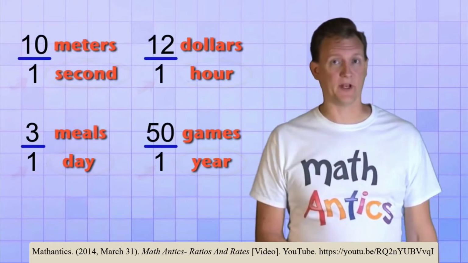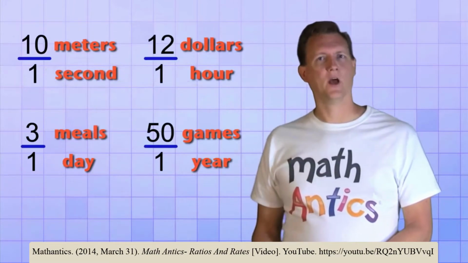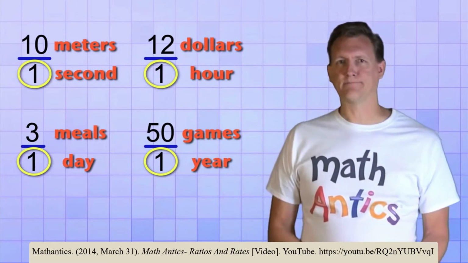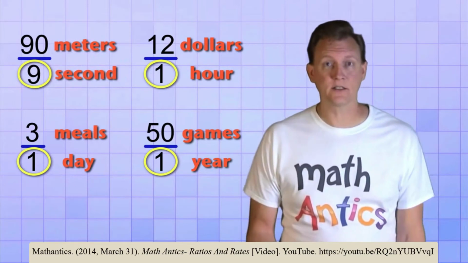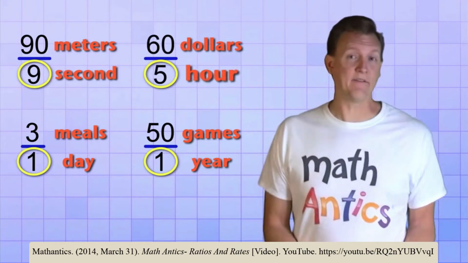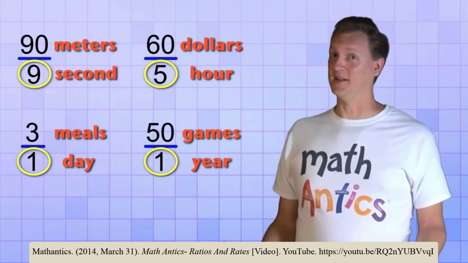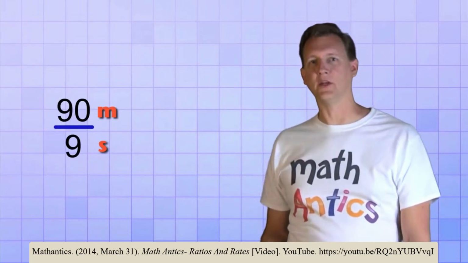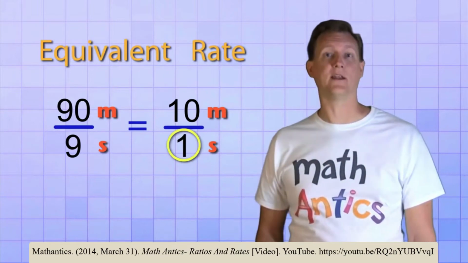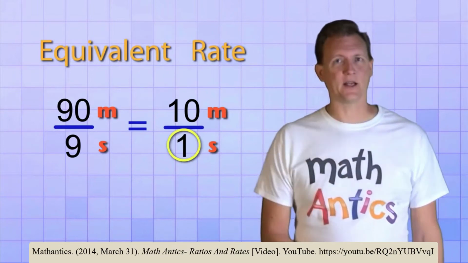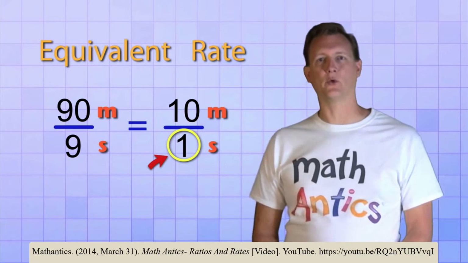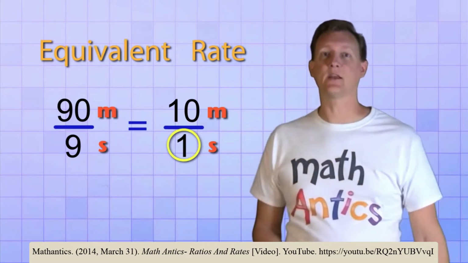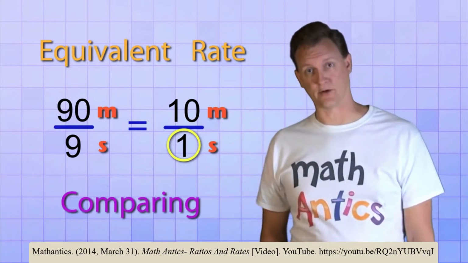Alright, so that's simple enough. But you might be wondering, why are the bottom numbers of all these rates 1? Couldn't you have a rate like 90 meters per 9 seconds? Or $60 per 5 hours? We sure could. But most of the time, when we have rates like that, we want to convert them into an equivalent rate that has 1 as the bottom number. And that's because whenever the bottom number represents only one unit of time, like 1 hour or 1 day, it makes comparing different rates much easier.